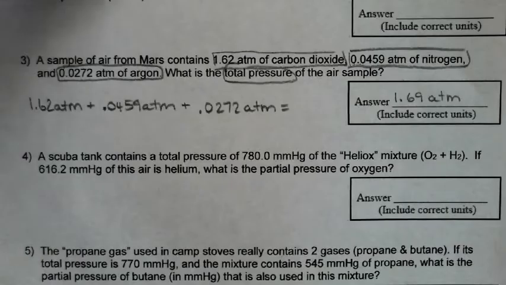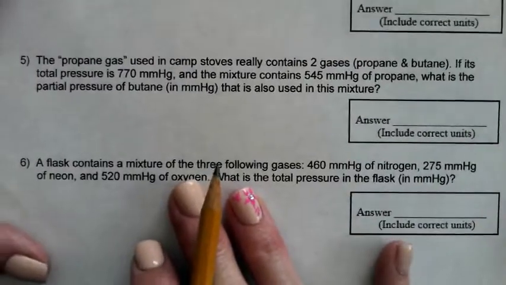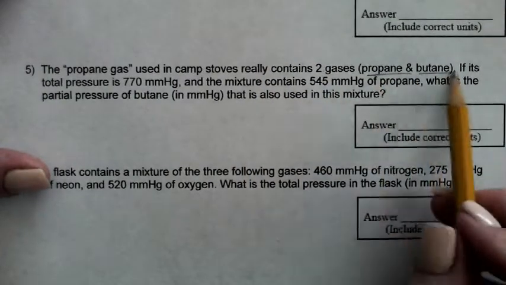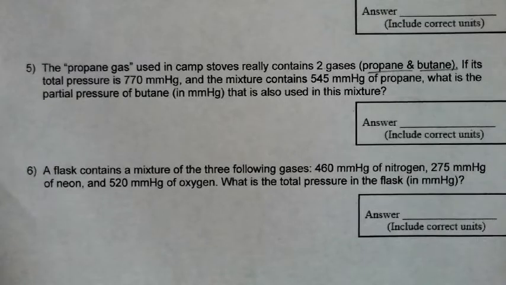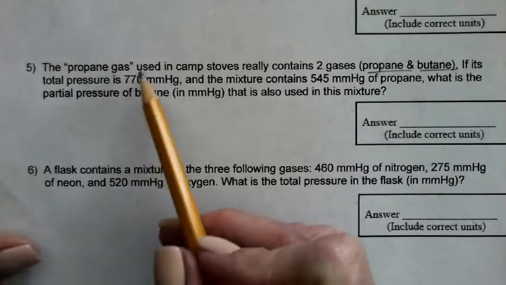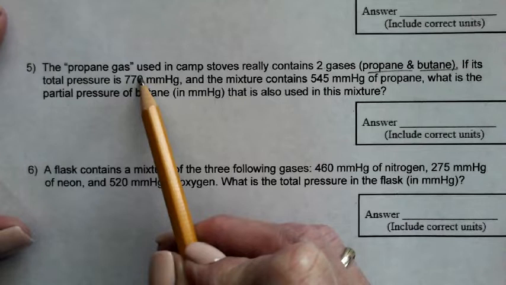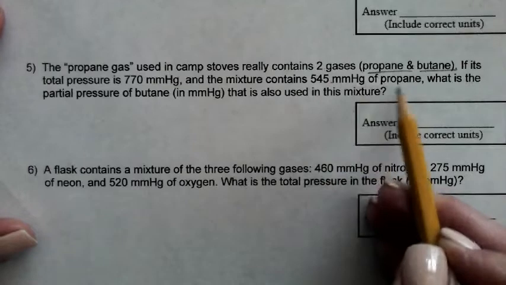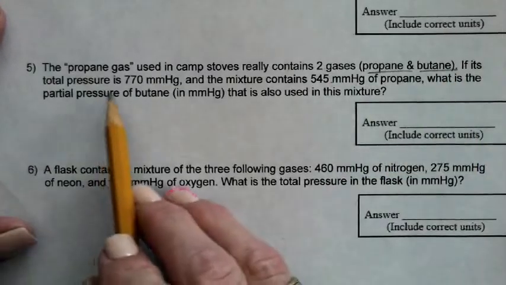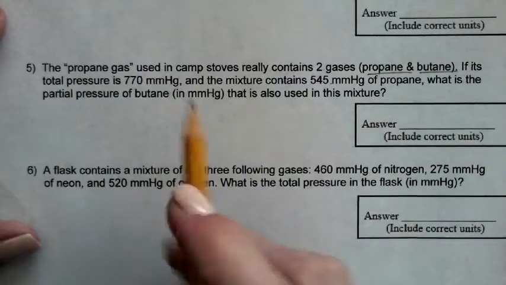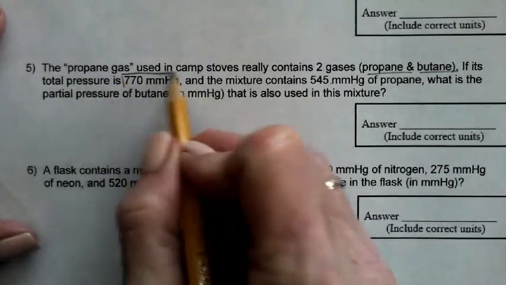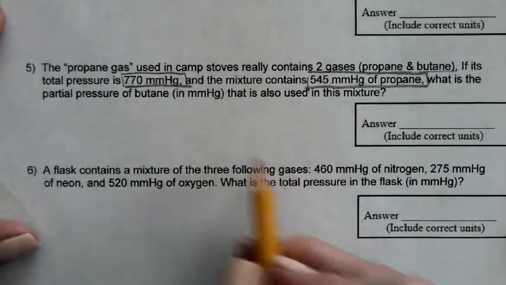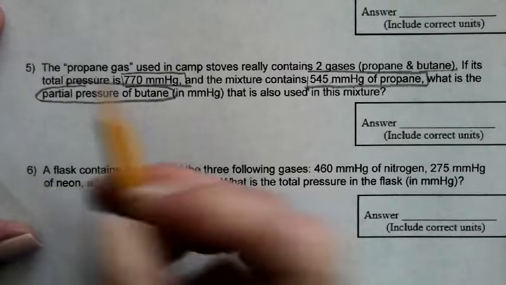All right, number 5. The propane gas used in camp stoves really contains 2 gases, propane and butane. It's just called a propane tank. If its total pressure is 770 millimeters of mercury and the mixture contains 545 millimeters of mercury of propane, what's the partial pressure of butane? Okay, so we're doing this a little different this time. We now have total pressure and we have 1 partial pressure. So I'm looking for the partial pressure of butane.